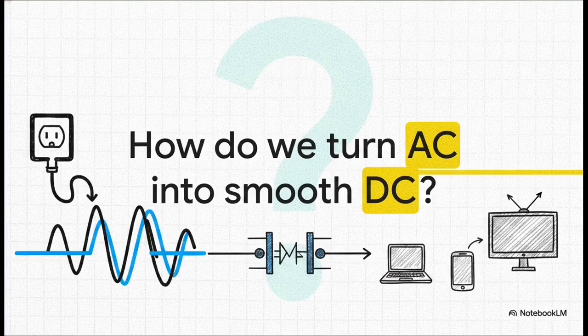Here is the crucial issue. The devices we rely on every single day, our laptops, smartphones, TVs, they all demand smooth, steady, direct current, or DC power, to operate. But the power grid, it's out there delivering alternating current, AC power, to our wall outlets. That AC power is constantly reversing direction in a sine wave. Literally, if you fed that raw AC directly into a microchip, total disaster. It would fry. So how in the world do we bridge that gap? Well, we use a process called rectification.